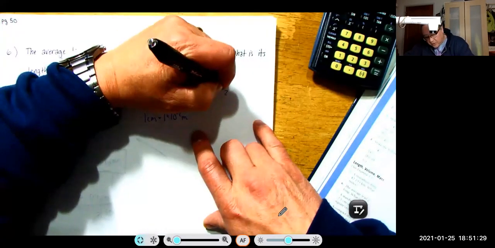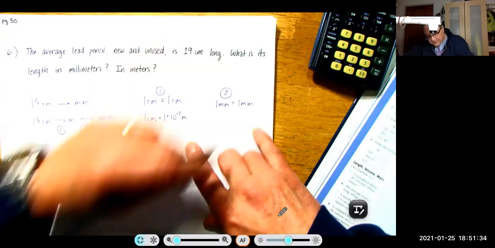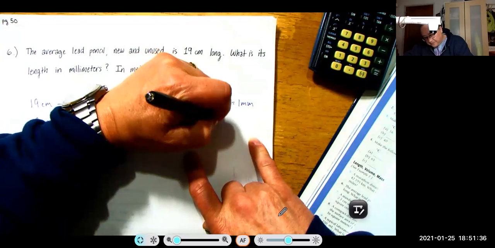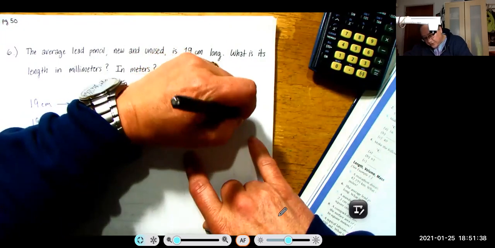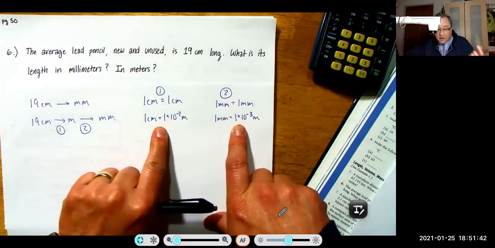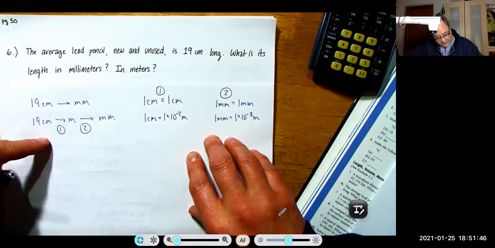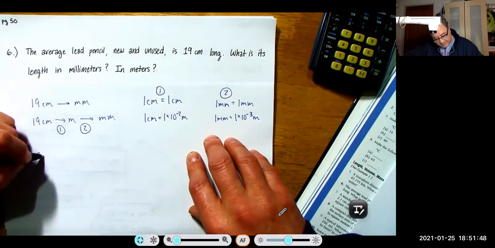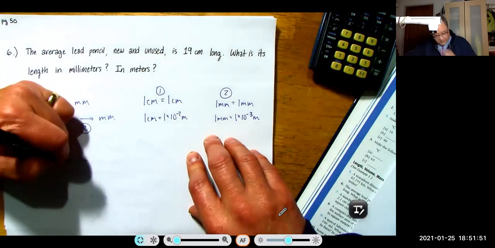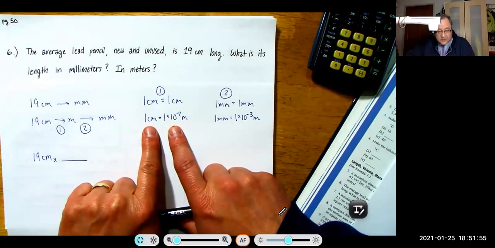Number 2 is 1 millimeter is 1 millimeter. 1 millimeter is 1 times 10 to the minus 3 meters. So these are my 2 conversions, and I don't need to write ratios because I can decide which one to put on the bottom based on starting right here. So which of these 2 sides am I going to put on the bottom? The left or the right?